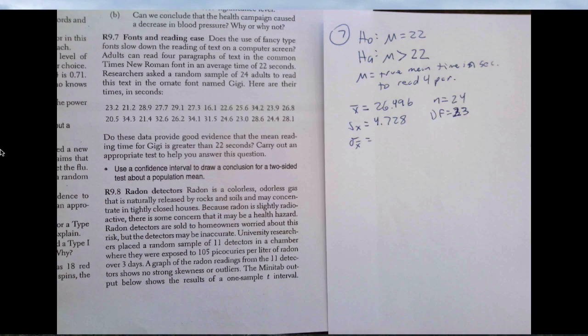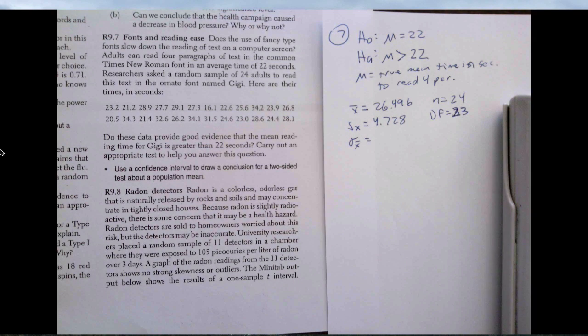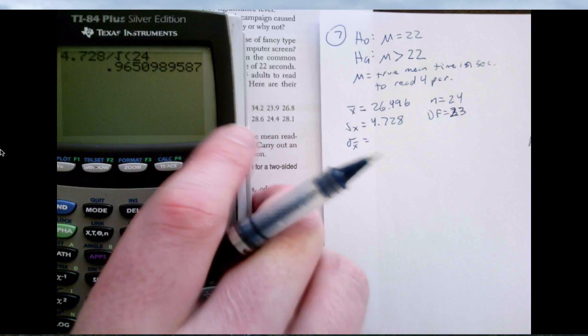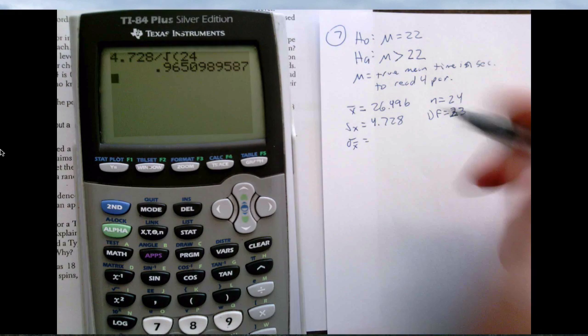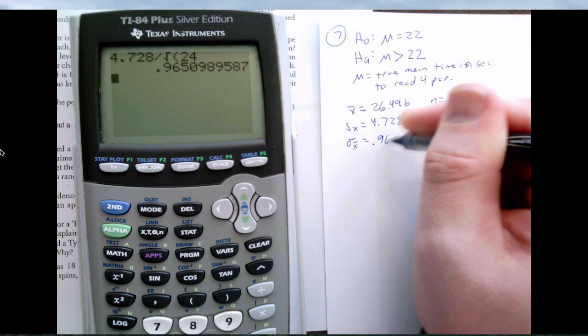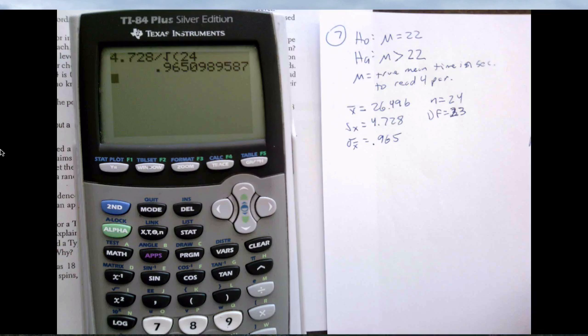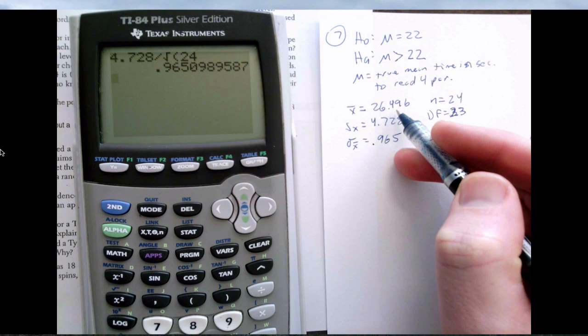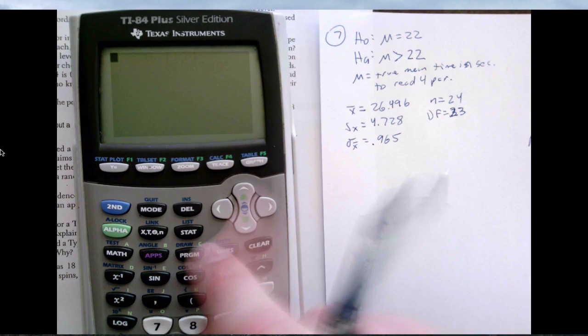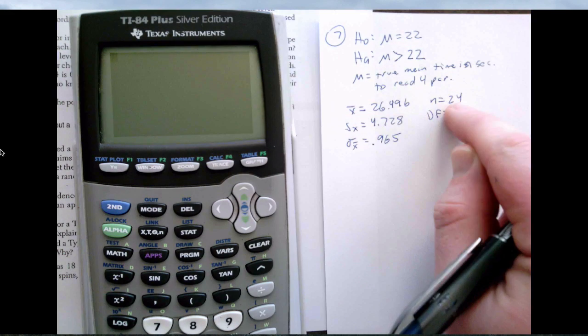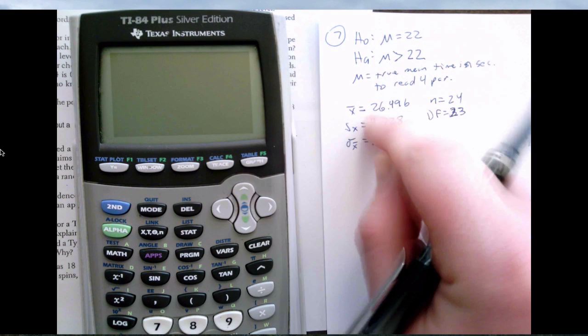I didn't write that down. Let's calculate that. Okay. So we have 4.728 divided by the square root of 24. Okay, so there's my calculation. And this value is 0.965. Okay, so the calculator gives you that. So when you run the test from the calculator, let's just show how to do that piece. So I didn't show the basic stats part, so we should be able to get to these three pretty easy.